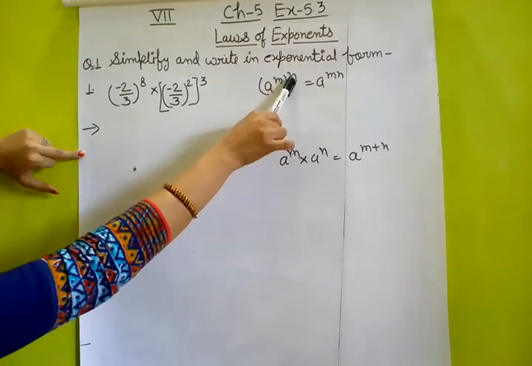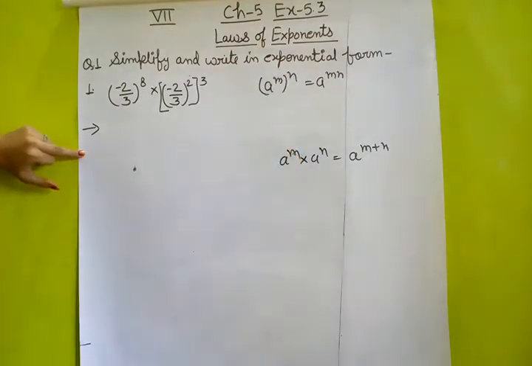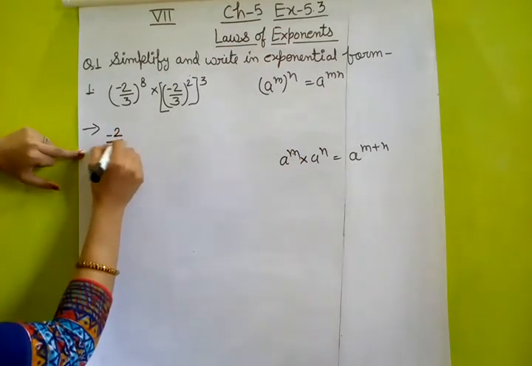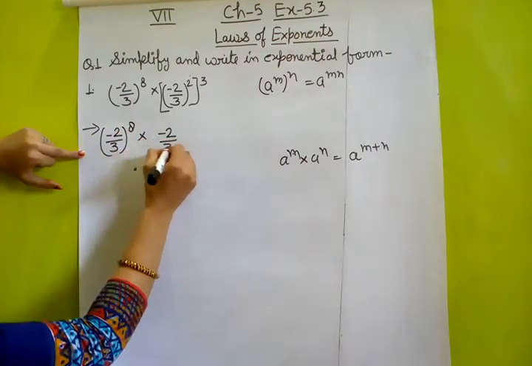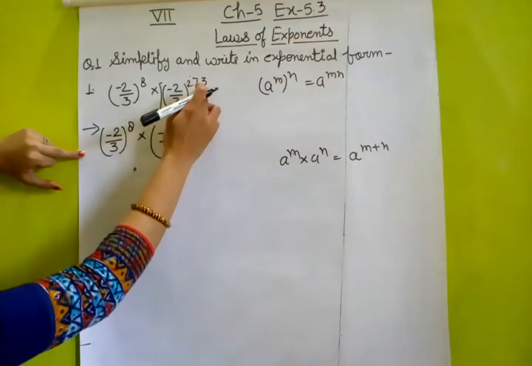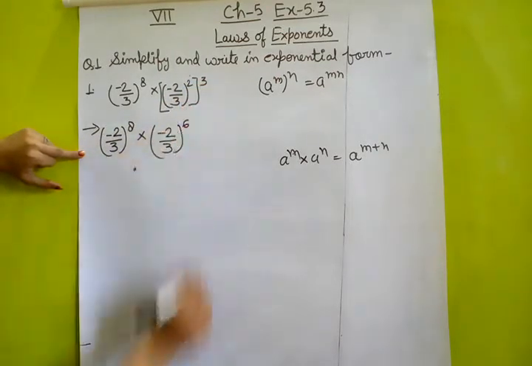(a^m)^n. So what we will do? We will multiply both the powers. So here (-2/3)^8 will come as it is. Then (-2/3), and this 2 multiply 3, it will be, student, 6.